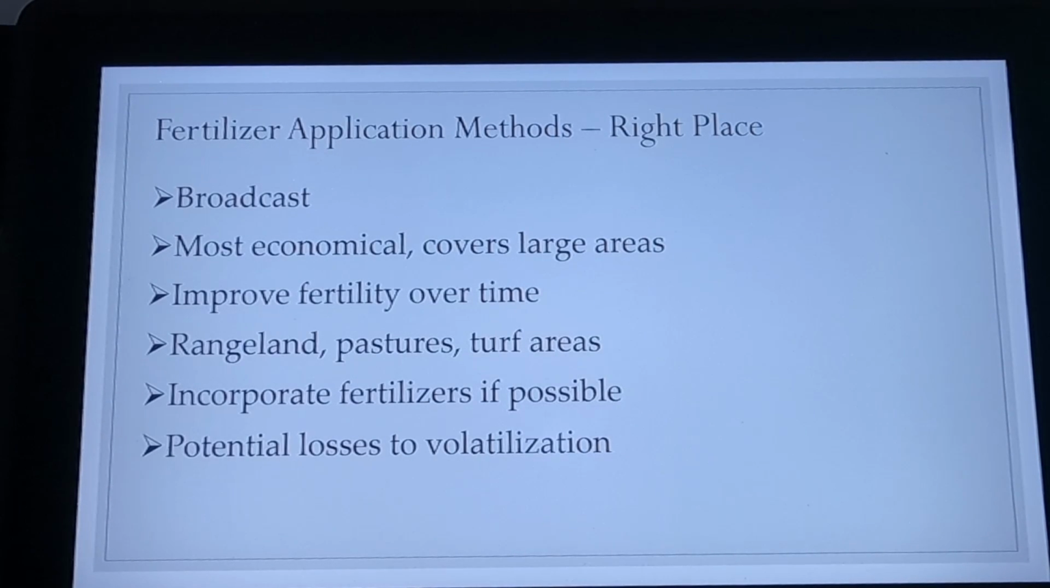Just to look at where you might run into and use broadcast applications, a pasture situation is going to be one of those. Maybe you don't have the equipment for a banded application. We can't fix that, I'm sorry. My budget only allows for me to have a cone spreader. That's the best I can do right now. Okay, what kind of measures can I take to minimize some of these losses to volatilization?